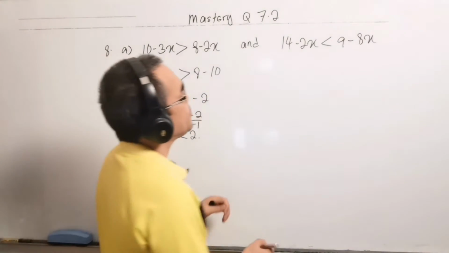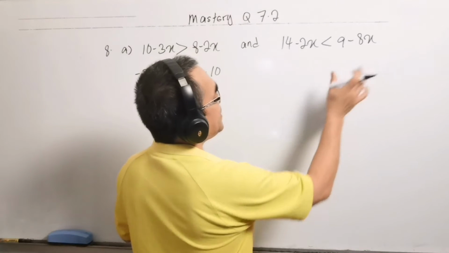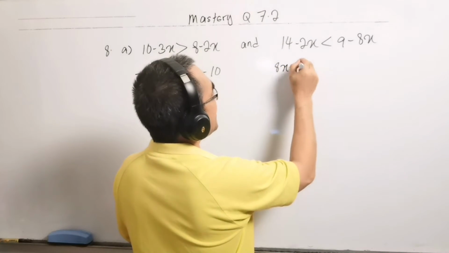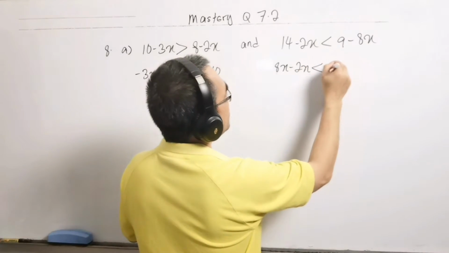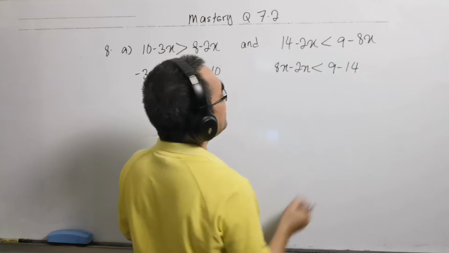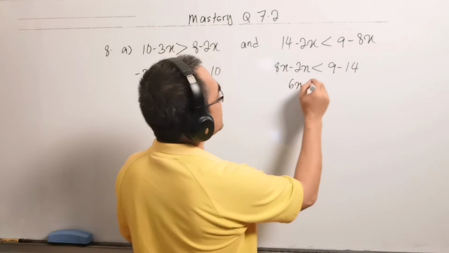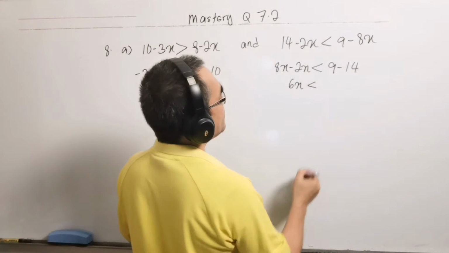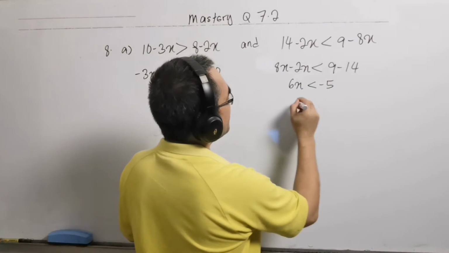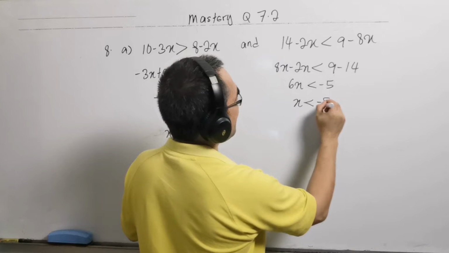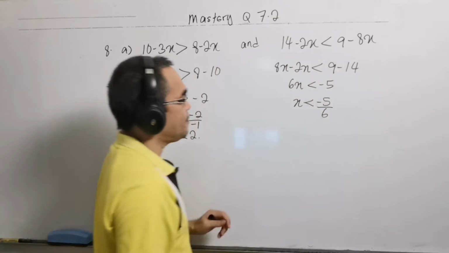The other one, we do the same thing. Negative 8x. We bring to the left side. And then you have 9 minus 14. So here will be 6x will be less than negative 5. So x is less than negative 5 over 6.